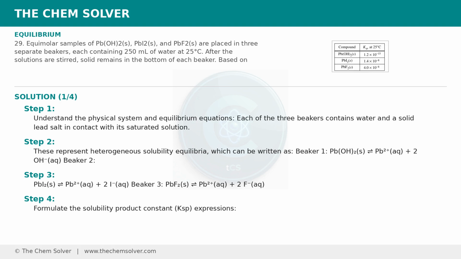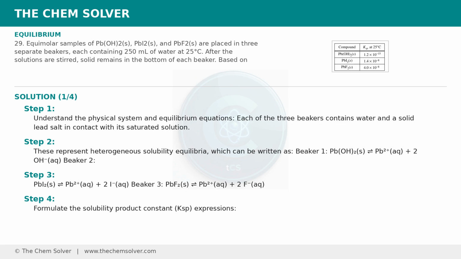Understand the physical system and equilibrium equations. Each of the three beakers contains water and a solid lead salt in contact with its saturated solution. These represent heterogeneous solubility equilibria, which can be written as: Beaker 1, Pb(OH)2 is in equilibrium with Pb^2+ plus 2 OH^-.